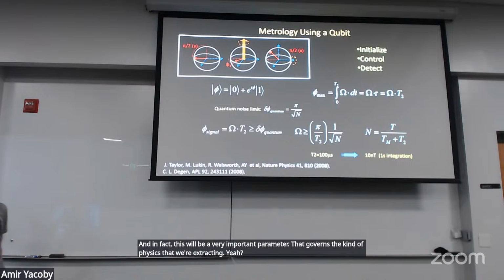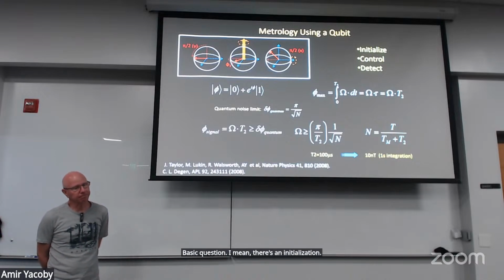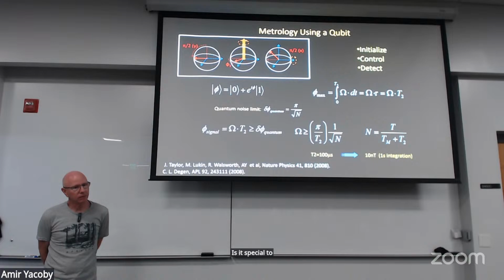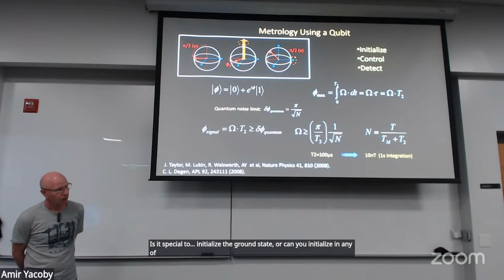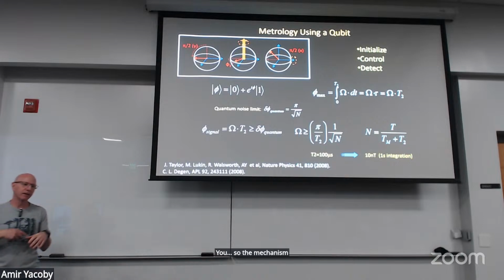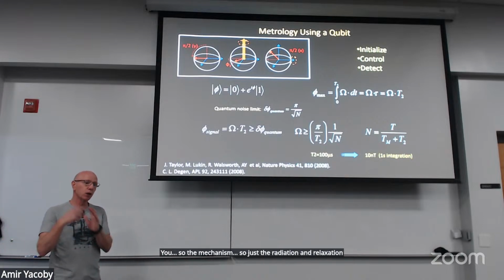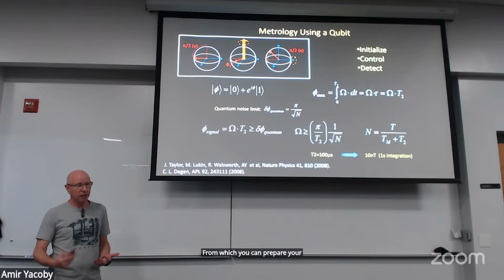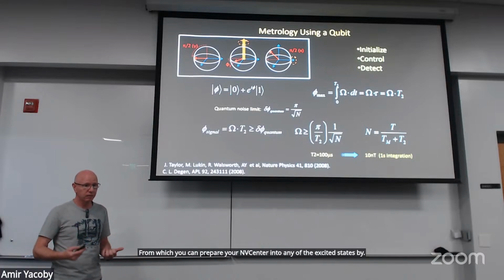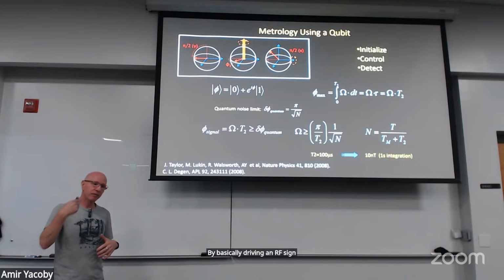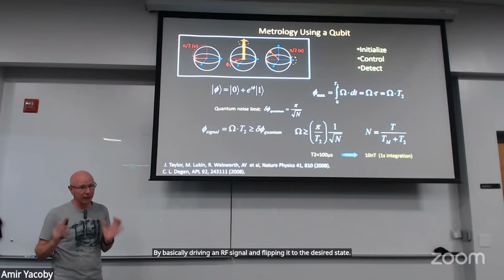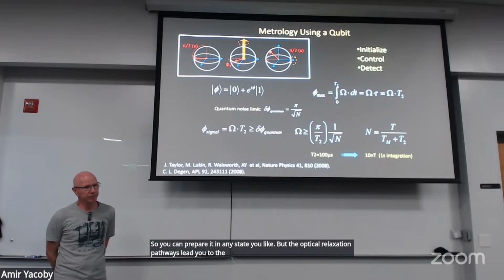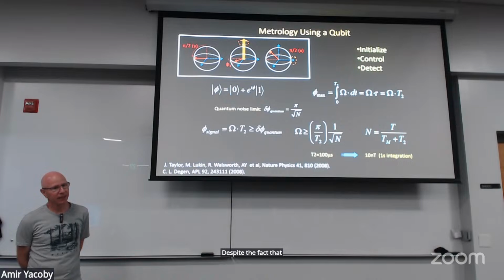Yeah. Basic question. Since the splitting, the energy scale, is much smaller than temperature, is it special to initialize the ground state, or can you initialize in any of those spin states? So the mechanism, just the radiation and relaxation processes, initialize the NV center in the ground state, the MS equals 0 state, from which you can prepare your NV center into any of the excited states by driving an RF signal and flipping it to the desired state. So you can prepare it in any state you like, but the optical relaxation pathways lead you to the ground state. Despite the fact that the energy scale is much smaller than temperature, that seems counterintuitive.